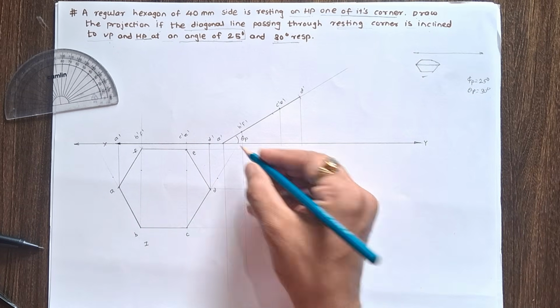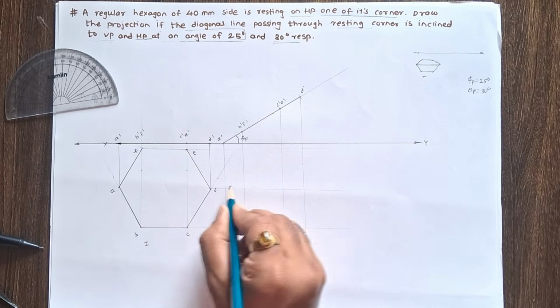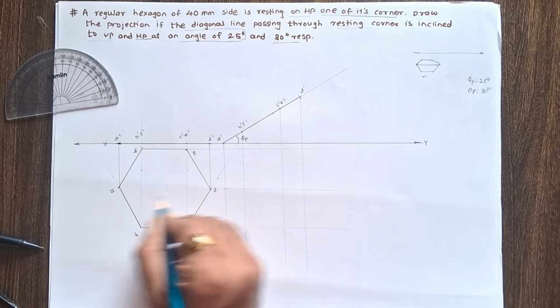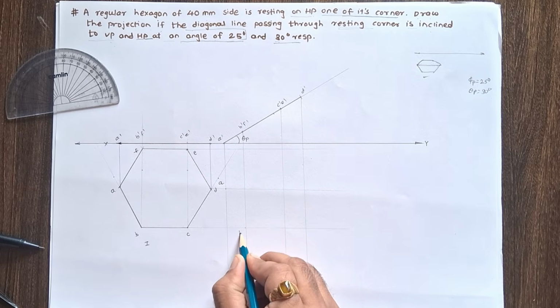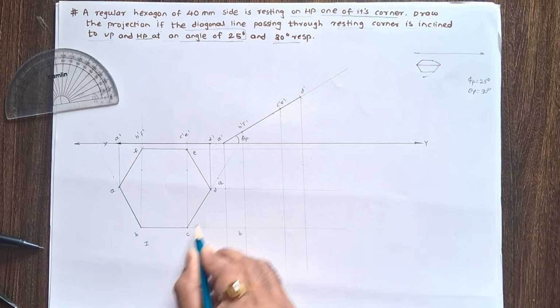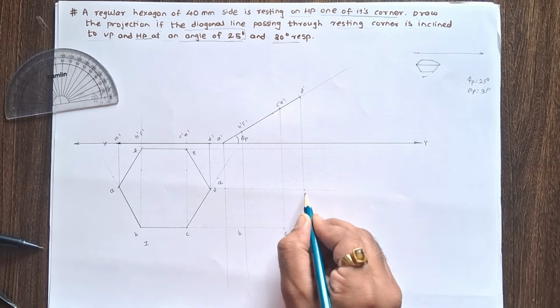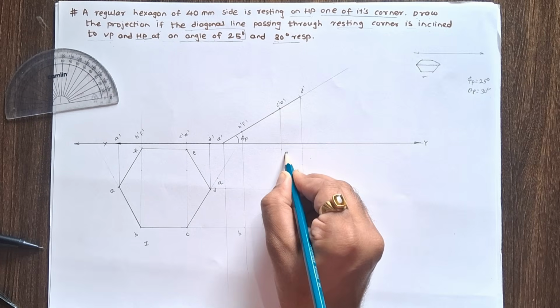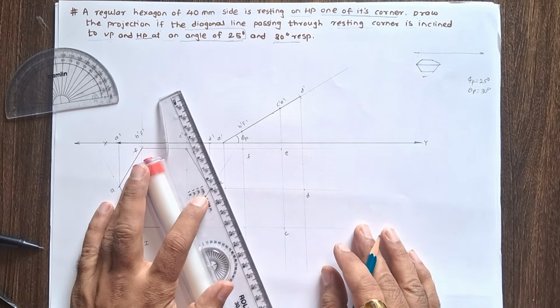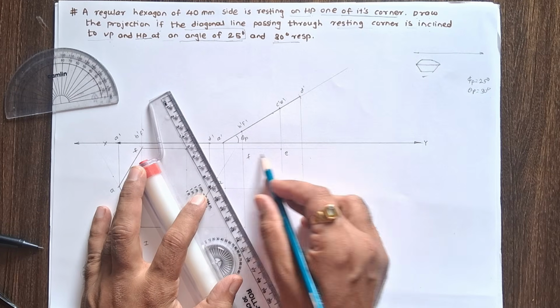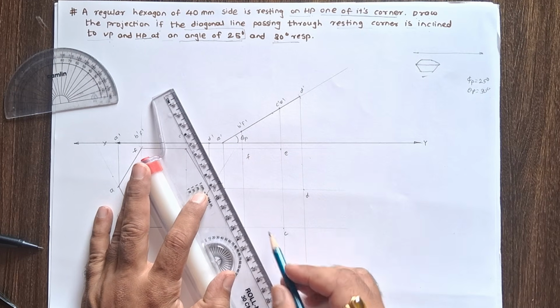Now here you can see the vertical projection and the horizontal projection: vertical A dash, horizontal A meets here. This is A, vertical B, horizontal B. This is B, vertical C, horizontal C. So this is C, this is D, this point is E, this point is F. So follow the sequence and join AB, BC, CD, DE, EF and FA by using thick line.